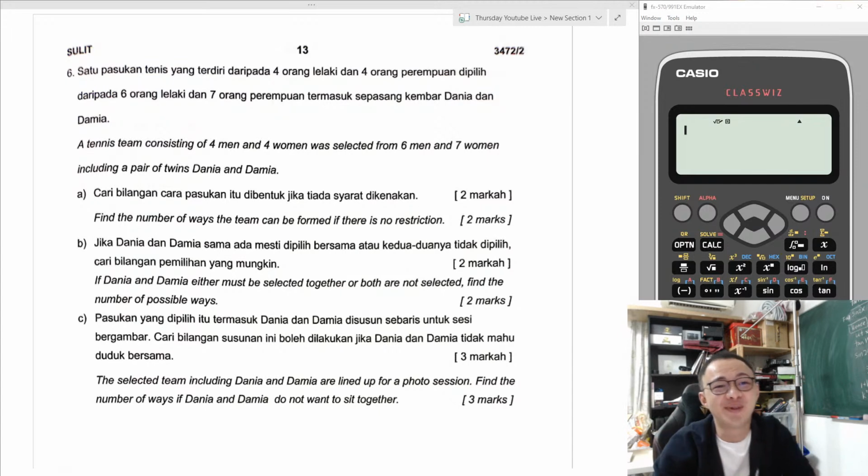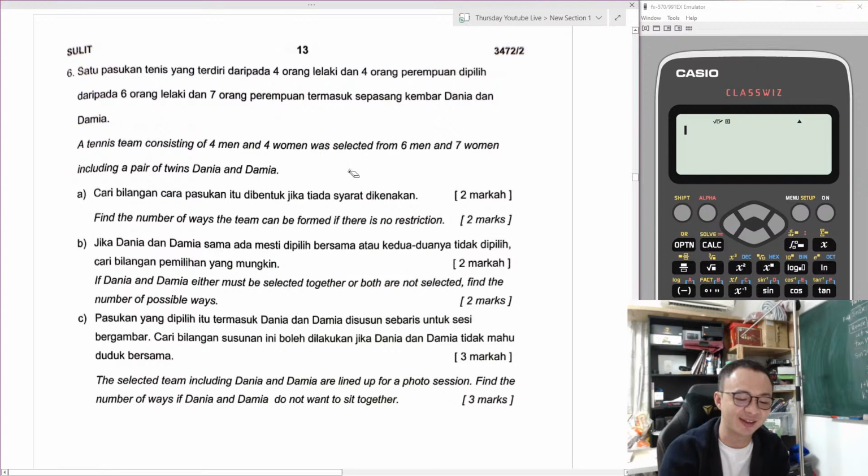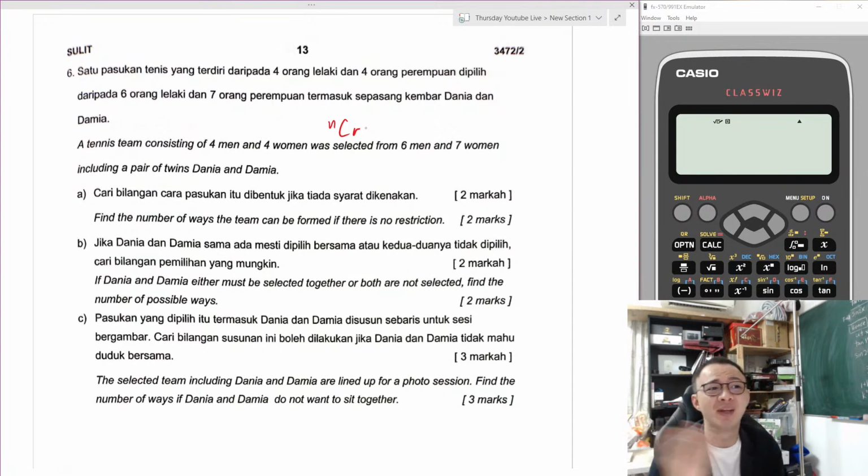Okay, let's begin. I do not want to waste your time. Let's do number 6, permutation and combination. Here they tell us a tennis team consisting of 4 men and 4 women was selected from 6 men and 7 women. Normally when I see the keyword selected, I will just assume the arrangement doesn't matter, so I will assume it's nCr, because the question doesn't say they want to arrange, they only say they want to select 4 men and 4 women.